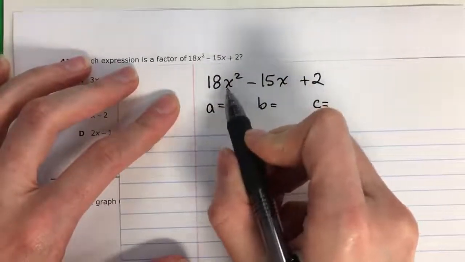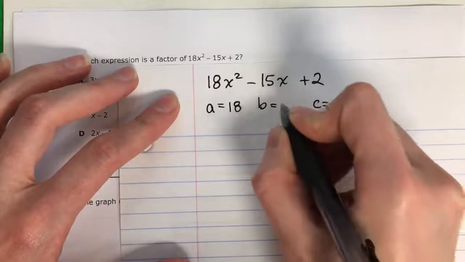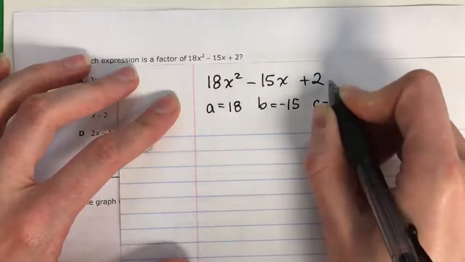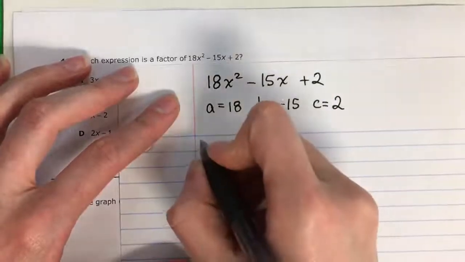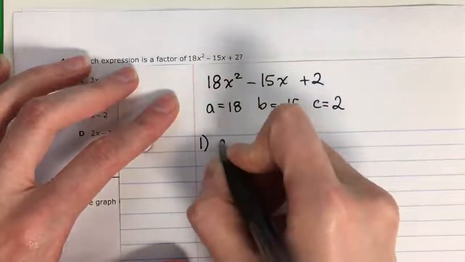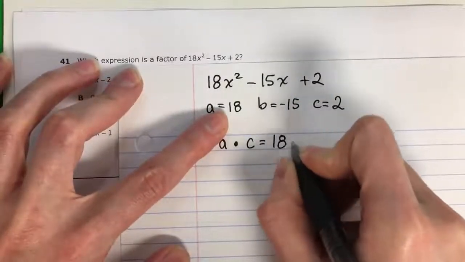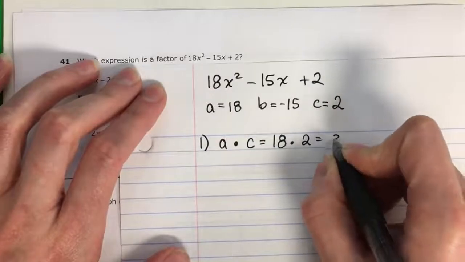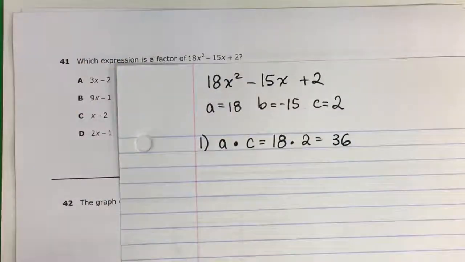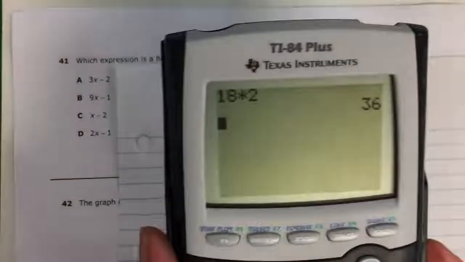So I have 18x squared minus 15x plus 2, and I need to do my A, B, C first. A is the number with x squared, so that is 18. B is the number with x, that's negative 15. C has no variable, no letter, so that's 2. Step 1, A times C. A is 18 times C is 2. 18 times 2, I'm pretty sure it's 36. Let's check it. 18 times 2 is 36. Perfect.